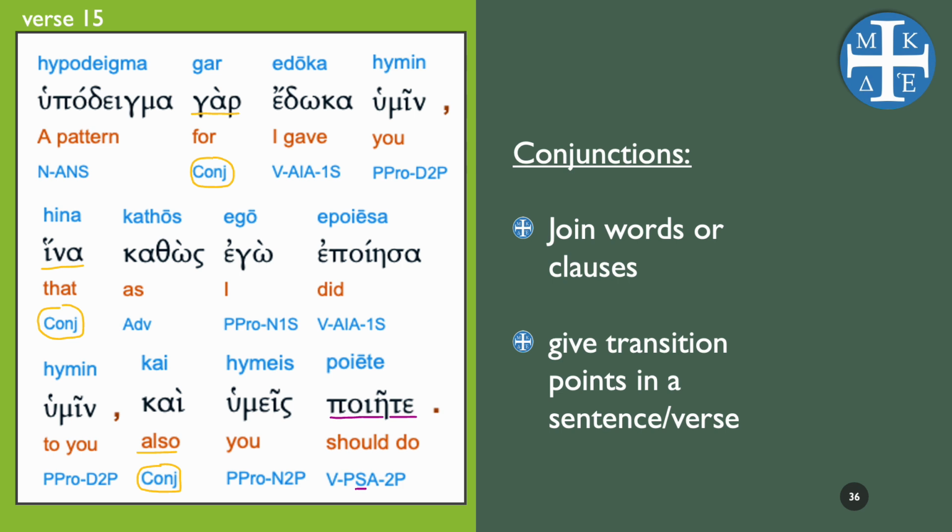So for example here we have hina, the conjunction, and it's introducing a subjunctive where something happens in order that something else will do. And so it says at the end, also you should do. Poiēte is the subjunctive. So on Bible Hub the little abbreviation underneath will be V for verb, P for present tense in this case, then S for subjunctive. And it's also active voice, second person plural.